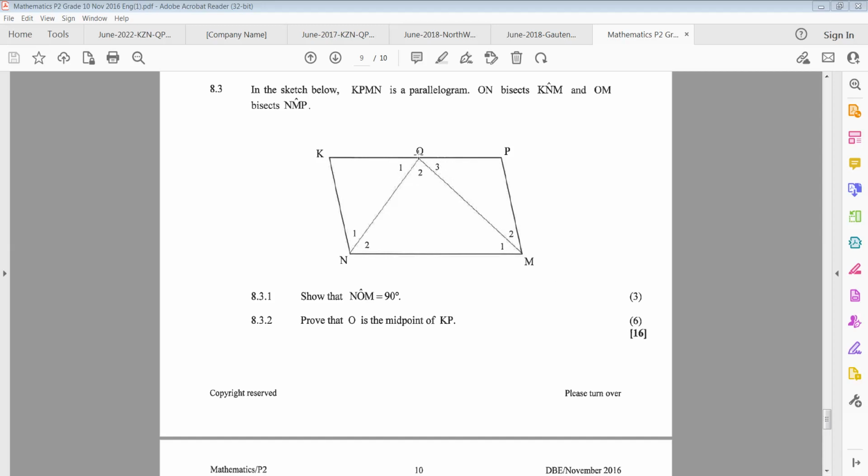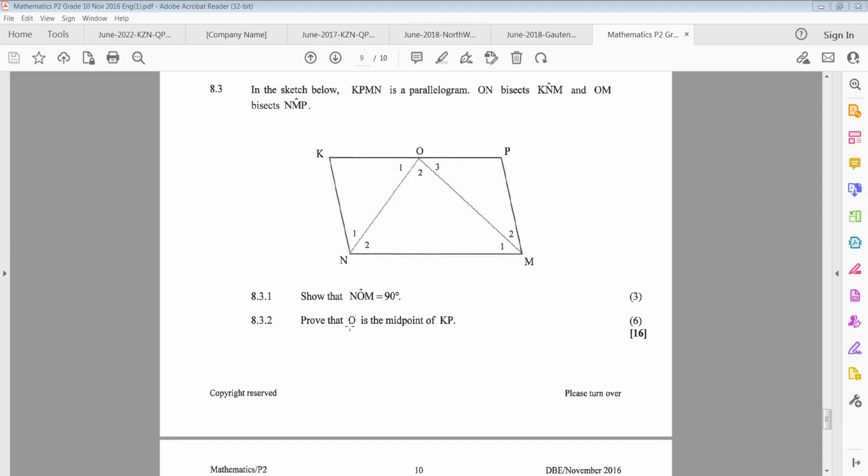So it means that O1 is X, O3 is also Y. Therefore, we can say that X plus Y plus O2, which is the same as NOM, is equal to 180. What's the reason? Angle on a straight line. And when you work that out, remember, you have already shown that X plus Y is equal to 90 degrees. Therefore, NOM will be equal to 180 degrees minus 90 degrees, which is the same as what? 90 degrees. We have shown that one.